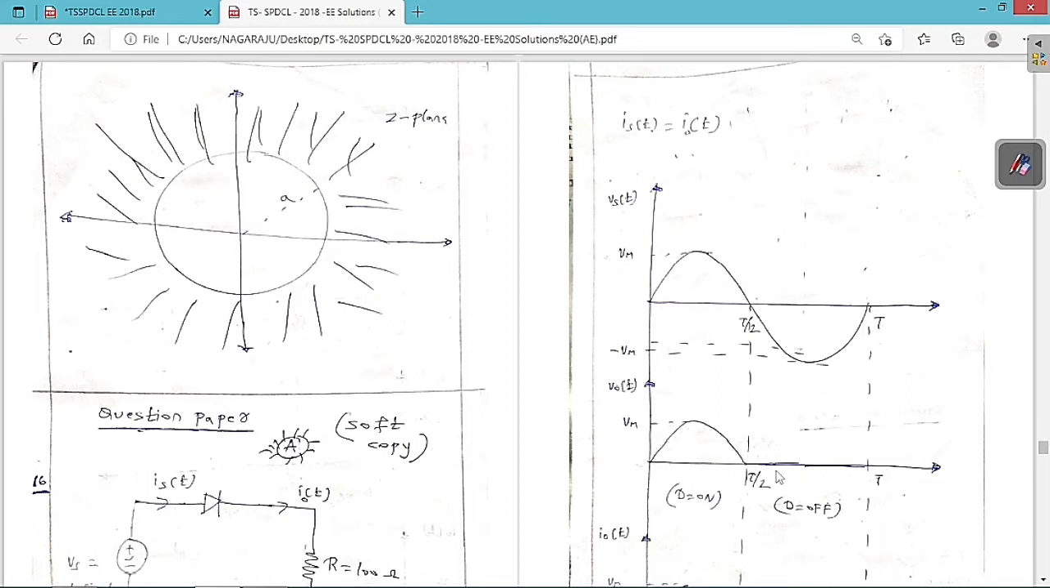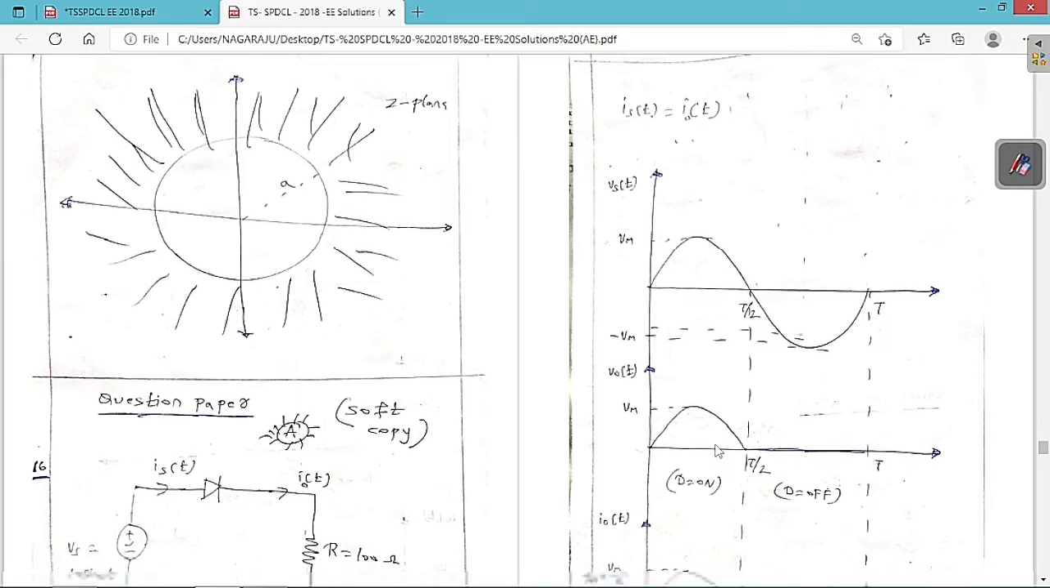But in the remaining period, as the source voltage is negative, the diode is going to be off. So, as the diode is off, the output voltage is equal to 0. This is the graph that we are going to get for the remaining cycle. So whenever the diode is on, V of t is equal to Vs of t. Whenever the diode is off, V of t is equal to 0.